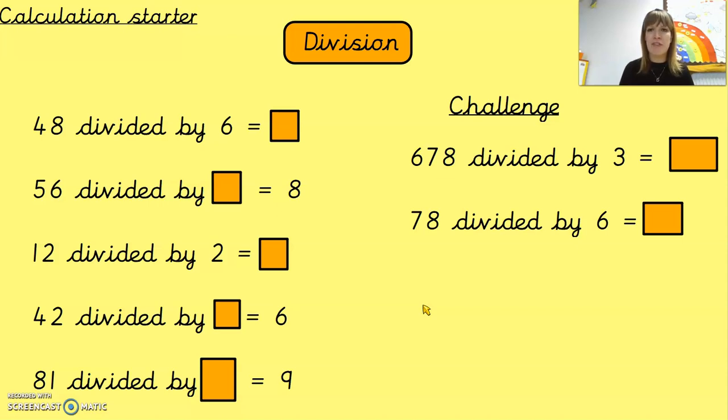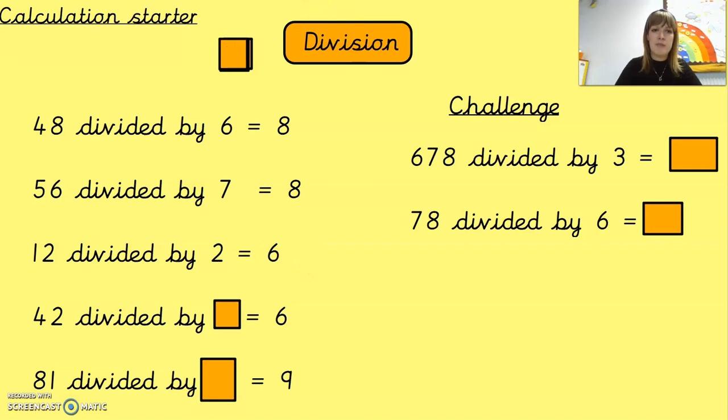Okay, welcome back if you've done the calculation starter. So, 48 divided by 6 is 8. 56 divided by 7 is 8. And as you might notice here, 6 times 8 equals 48. 7 times 8 equals 56. Okay, next question. 12 divided by 2 is 6. 42 divided by something equals 6. 7. So 42 divided by 7 equals 6. Then 81 divided by 9 equals 9.